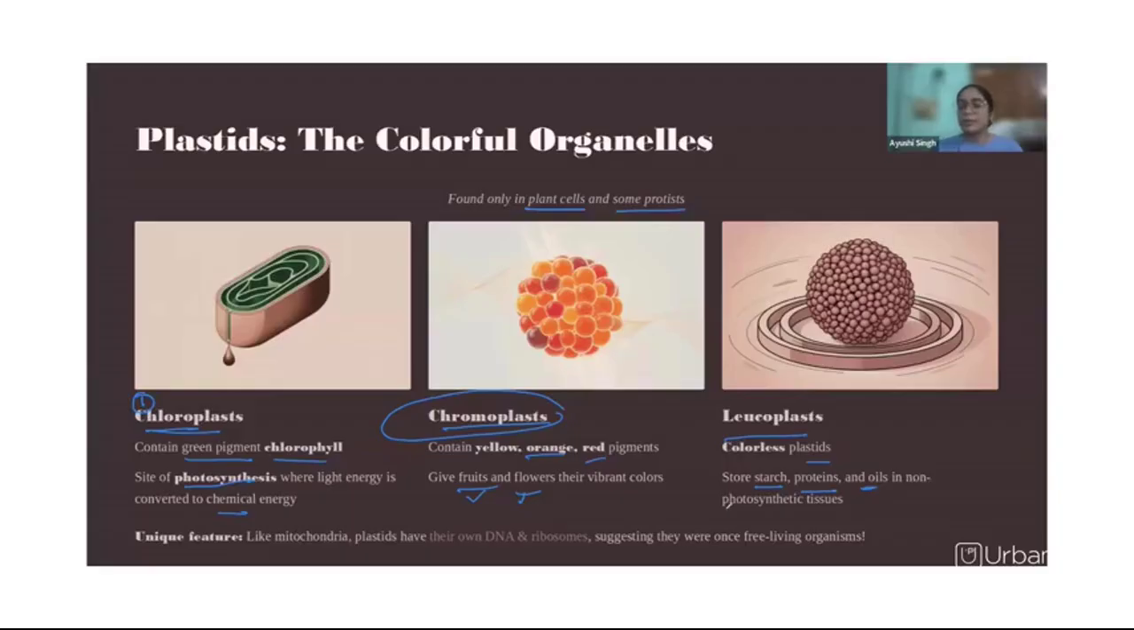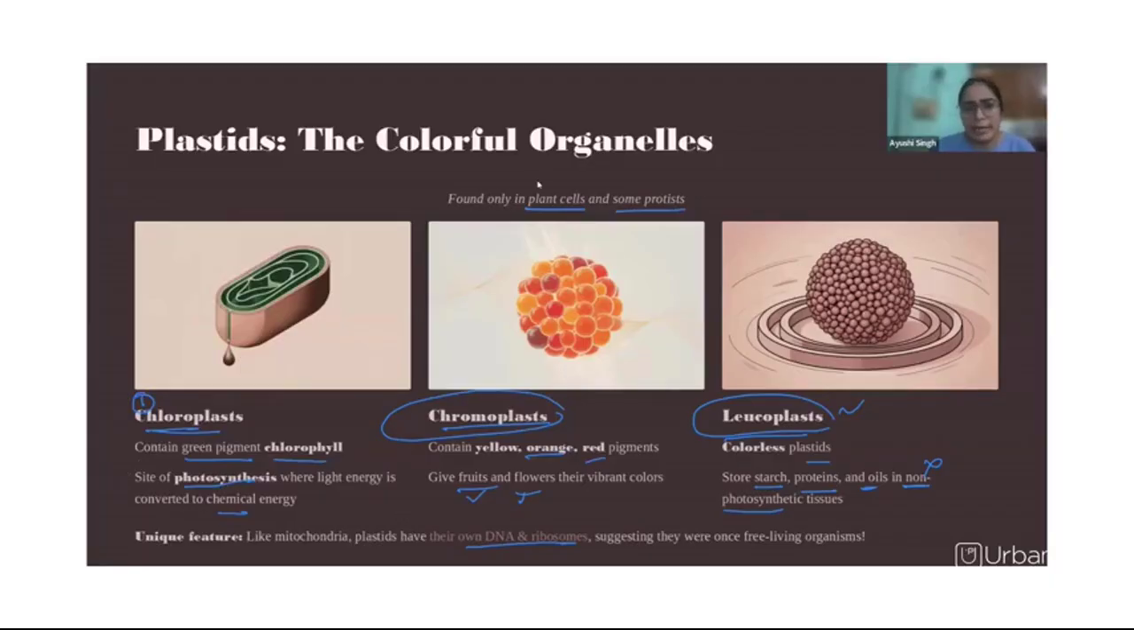So this is non-photosynthetic. That means if some plant has leucoplast in it, they will not do photosynthesis. They'll just store whatever is being produced in the body. Okay, whatever nutrients are being produced. So that is the function of a leucoplast. Okay, like mitochondria, plastids have their own DNA and ribosomes. Okay, and also they are double membrane, like I told you already. Okay, so I hope this is clear.